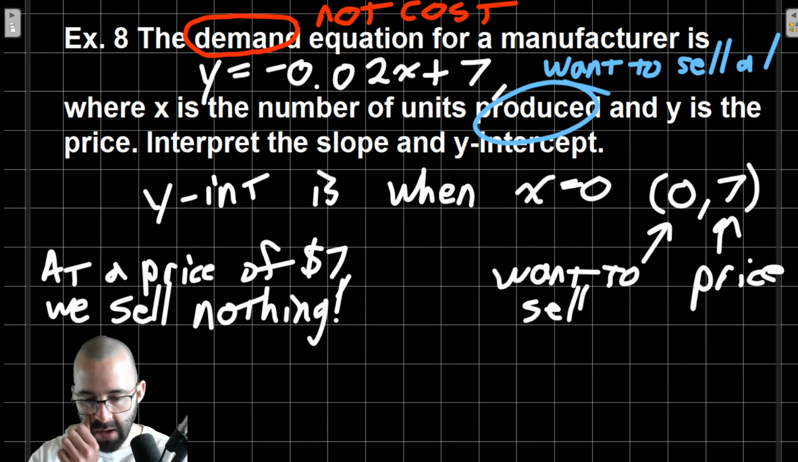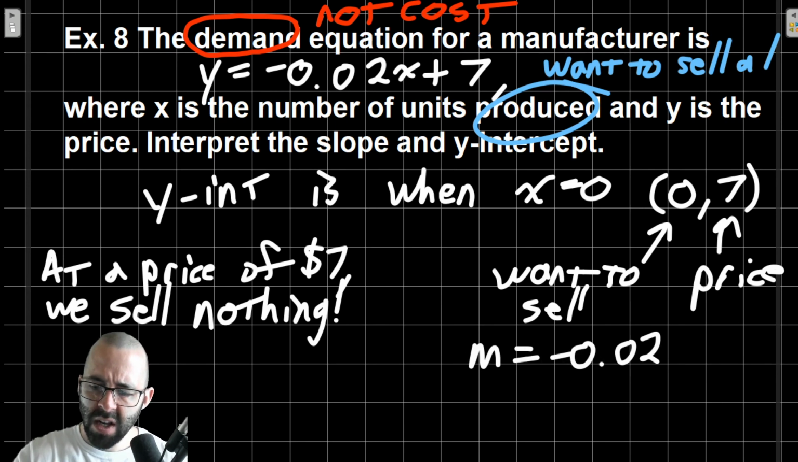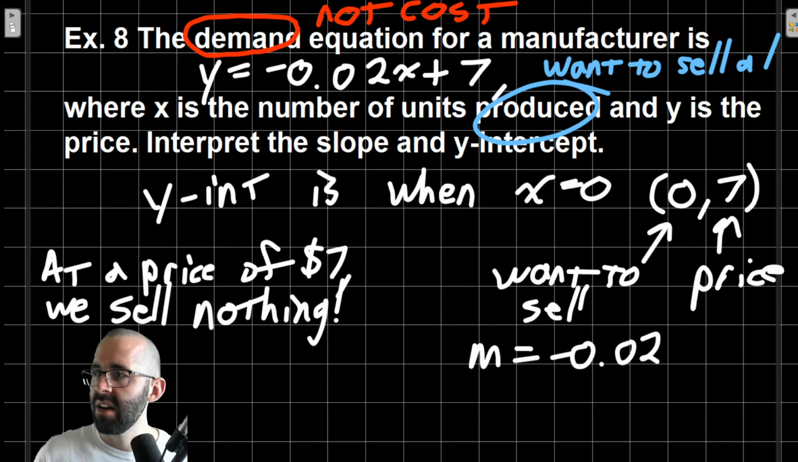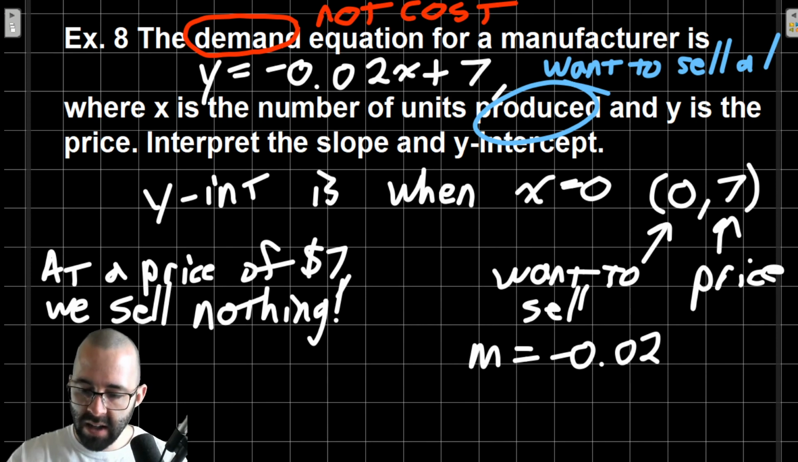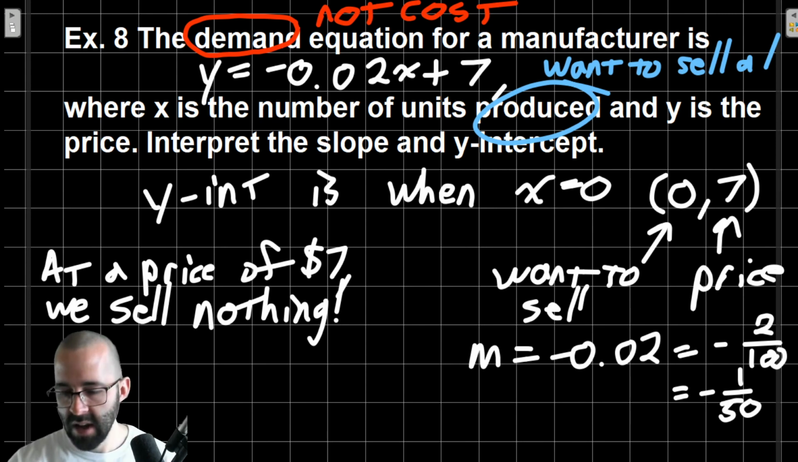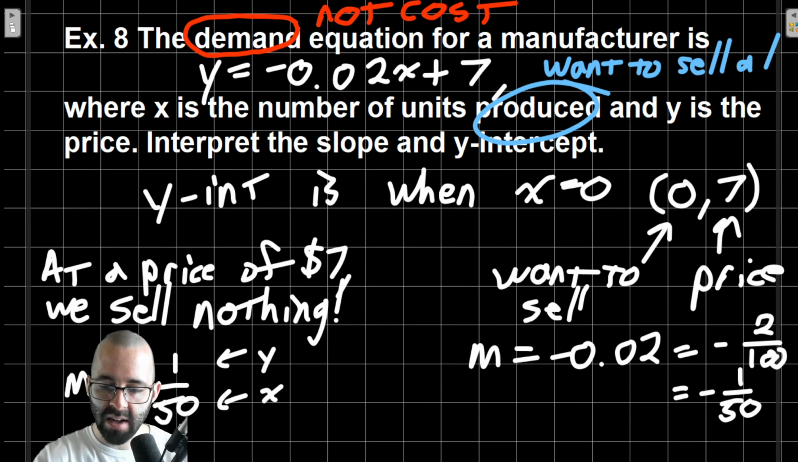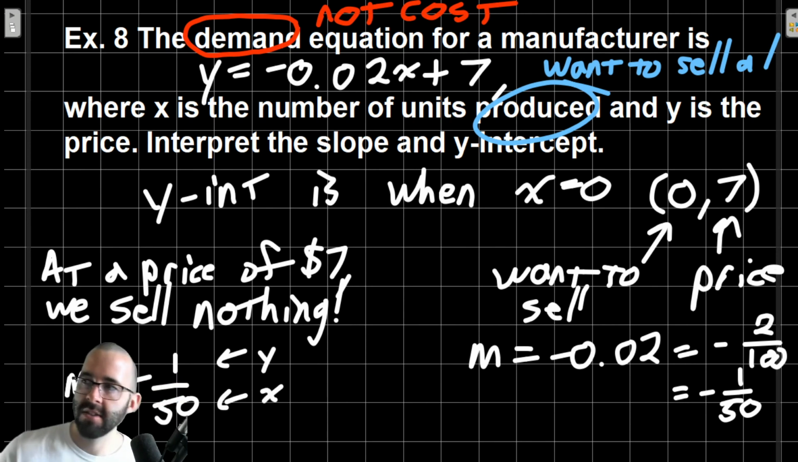So what is our slope, right? We say interpret the slope, but we don't know the slope. The slope is negative 0.02. We always talk about slope as rise over run, but this isn't a fraction. Let's make it a fraction. That's negative 2 over 100, that's negative 1 over 50. So m is equal to negative 1 over 50. That's the rise, that's the y. That's the run, that's the x.